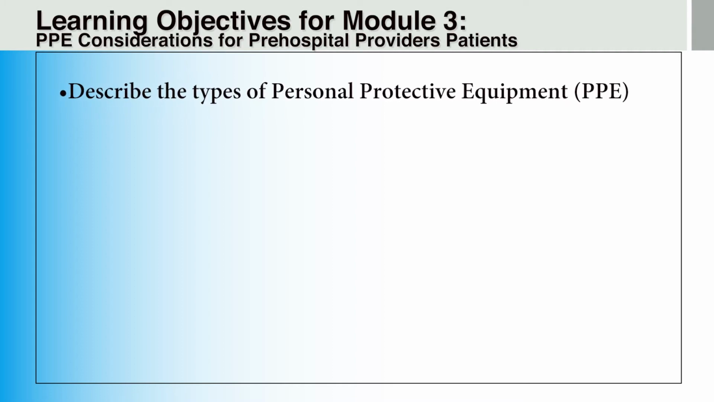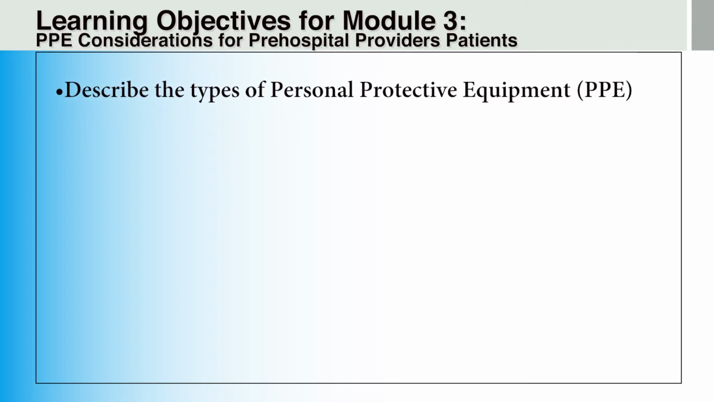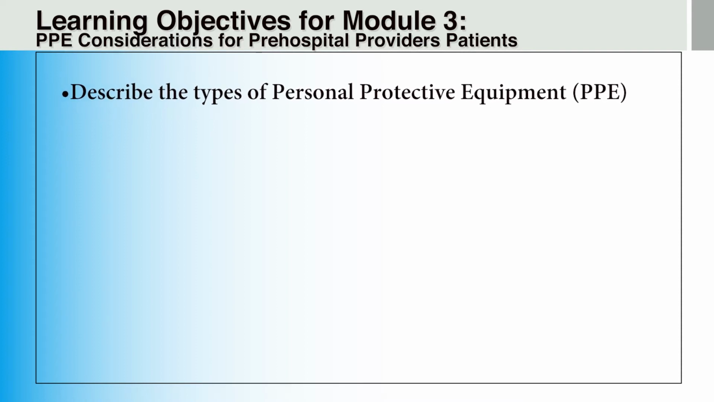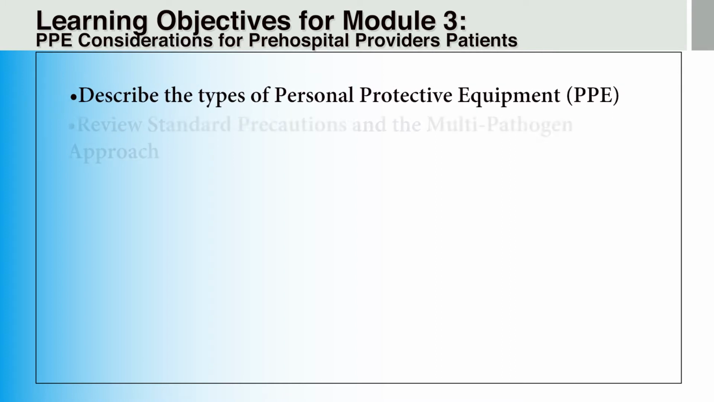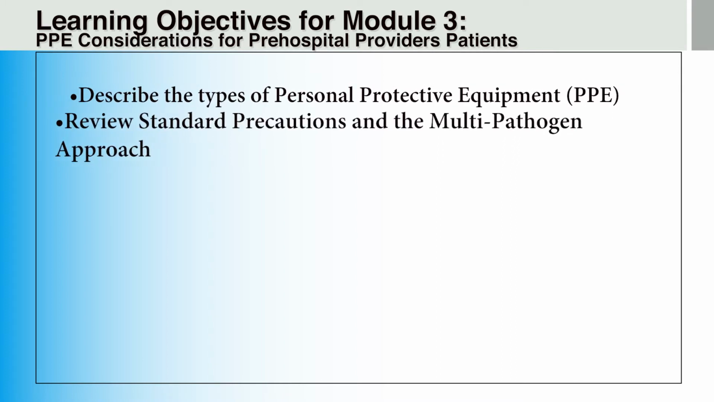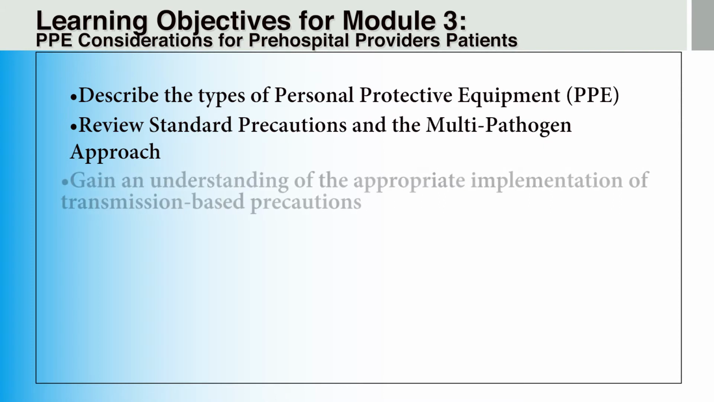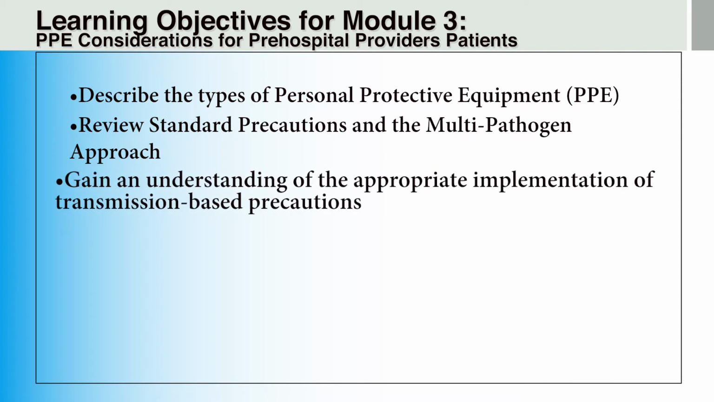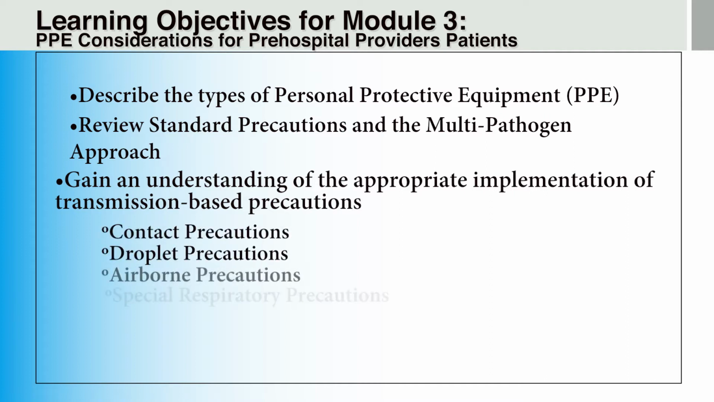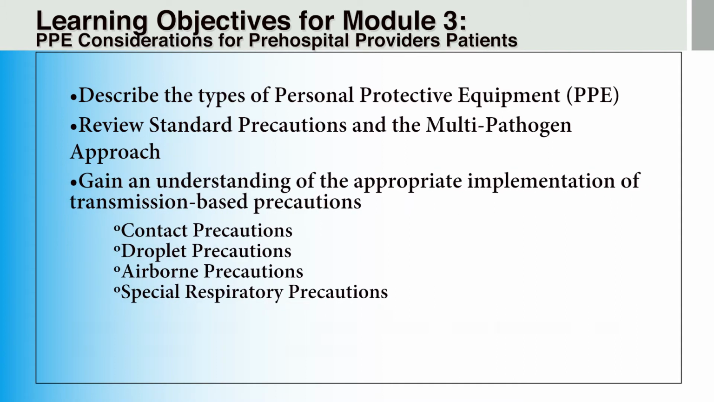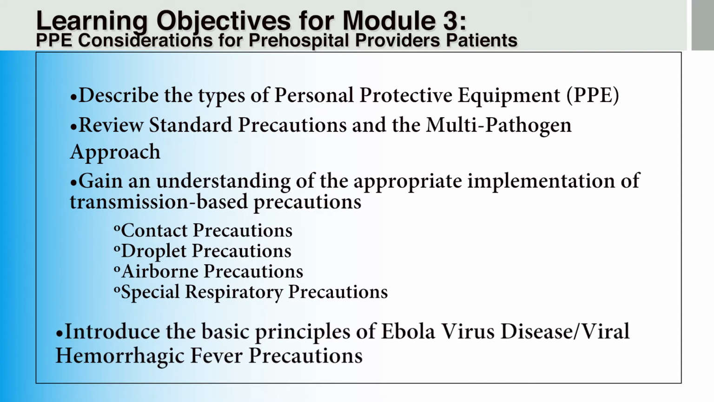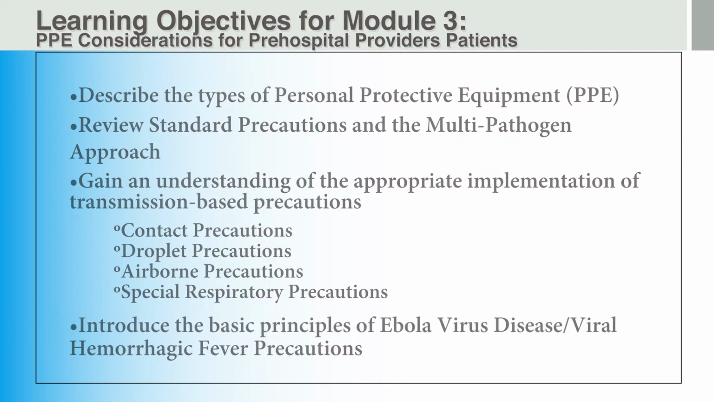In this module, we will describe the various types of personal protective equipment, or PPE, and provide information on the selection and use of PPE in the pre-hospital environment. We will review the principles of standard precautions, formerly called universal precautions, and the multi-pathogen approach to infection control precautions. In addition, you will gain an understanding of the appropriate implementation of transmission-based precautions, including contact, droplet, airborne, and special respiratory precautions. Finally, this video will introduce the basic principles of Ebola virus disease PPE and precautions.